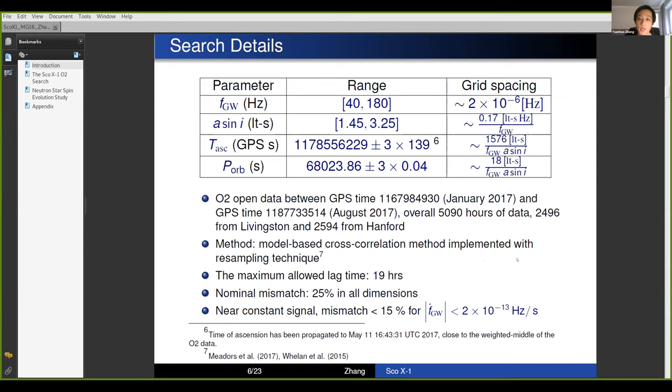Something new is that we implemented a resampling technique, where you reshuffle the data to make them look monotonic. So you can simply use a fast Fourier transform and take advantage of that algorithm to make this more efficient. Thanks to this improvement, we managed to go to a pretty long coherence time. We use a single coherence time everywhere of 19 hours, compared with the O1 search, where the previous one was roughly 3 hours. We only focus on near-constant signals, and the tolerance is for f dot smaller than 2 × 10⁻⁷ hertz per second, so you won't lose too much signal-to-noise ratio.